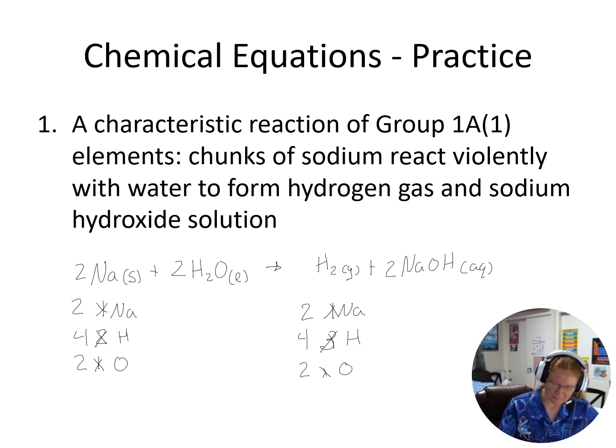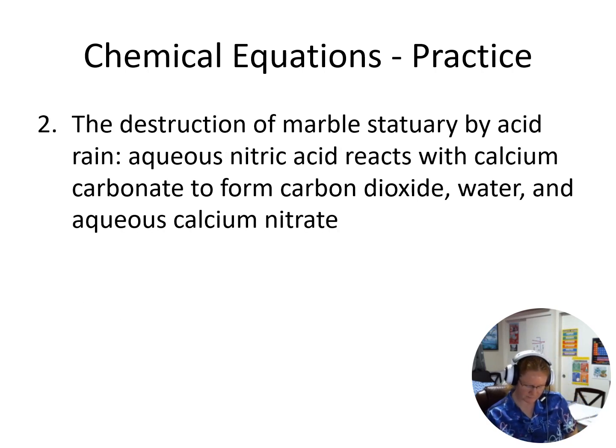Let's try another one. All right, so acid rain. Acid rain destroys marble statues because there's a reaction where when something acidic hits what marble is made out of, we end up forming some gases and some liquid water and an aqueous solution that just washes away. So we're going to get some aqueous nitric acid. Nitric acid is our HNO3.